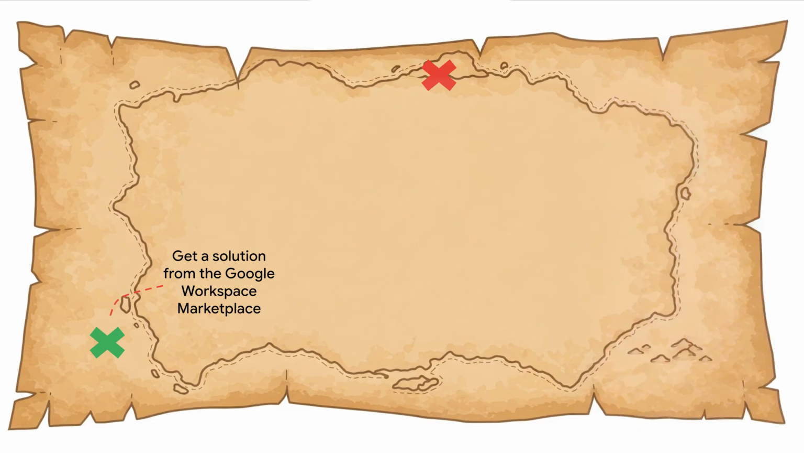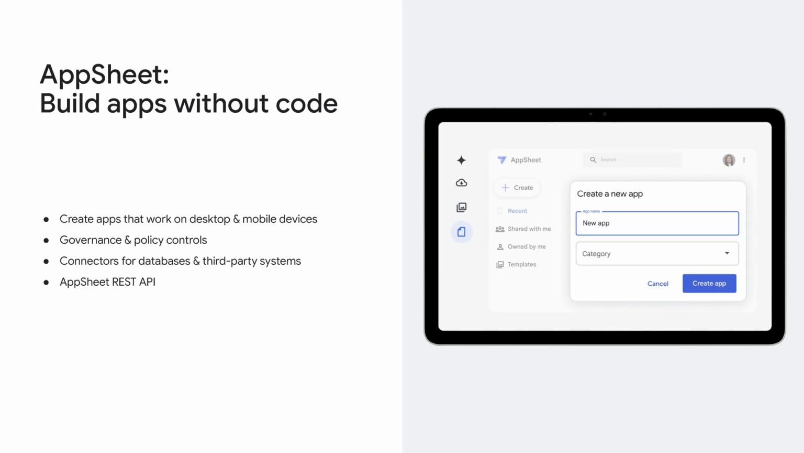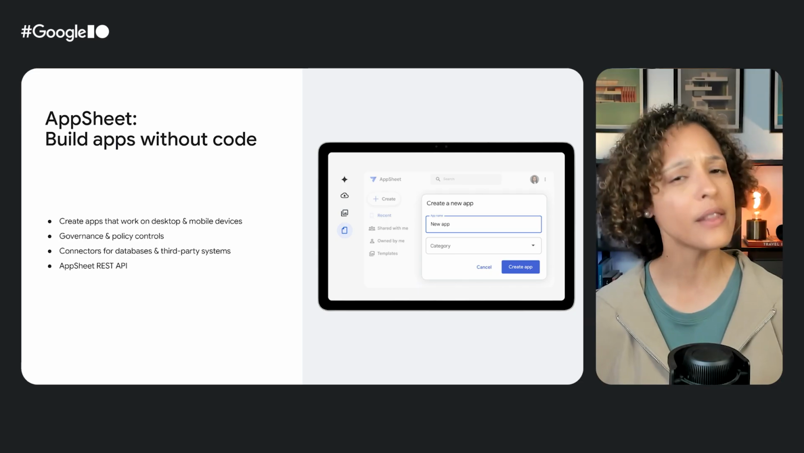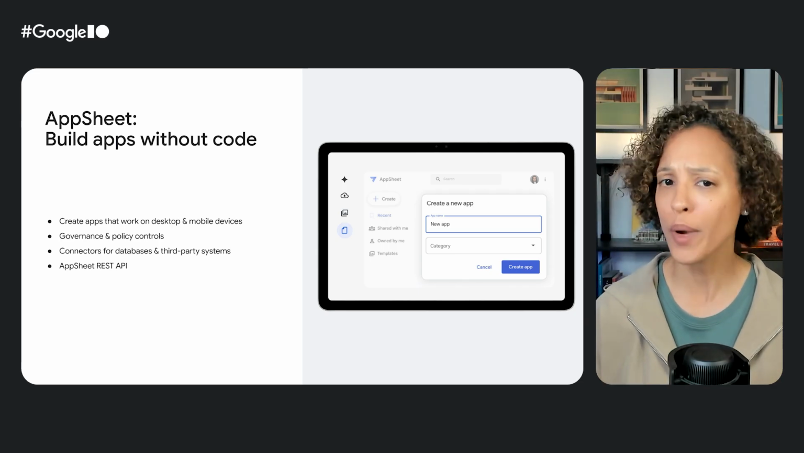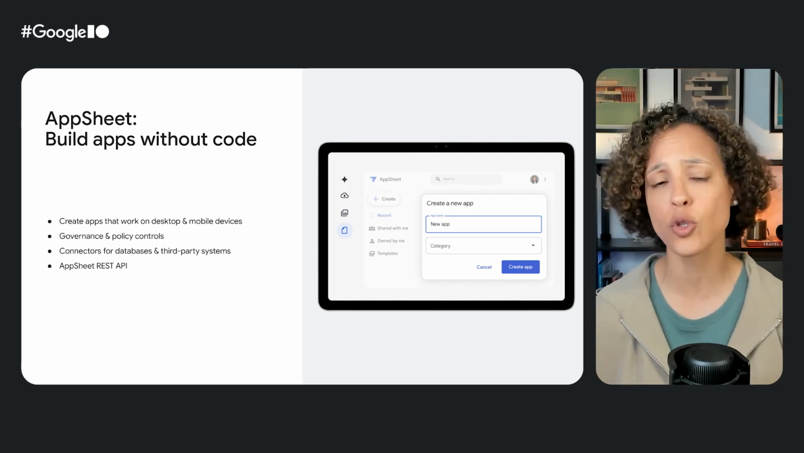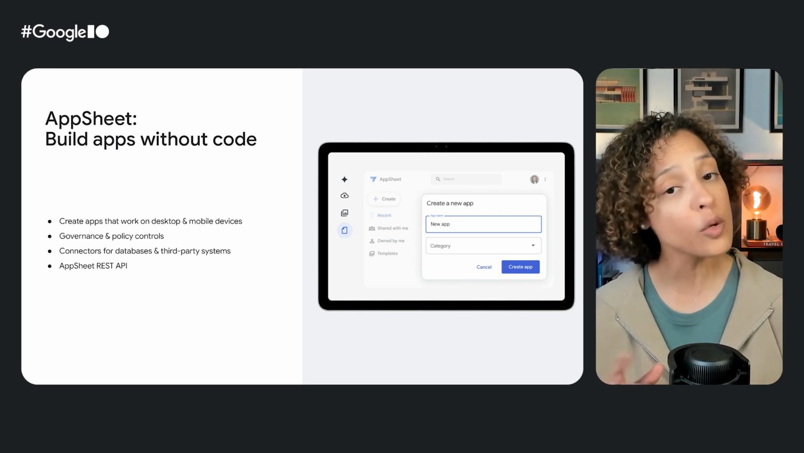But I often come across empowered teams that want to improve their workflows without involving the IT team. Where does this land on our map? That's where AppSheet comes in handy. With AppSheet, users can create applications without having to write a single line of code. These apps work on desktop and mobile devices, which makes it a great solution platform for any team, including frontline workers.